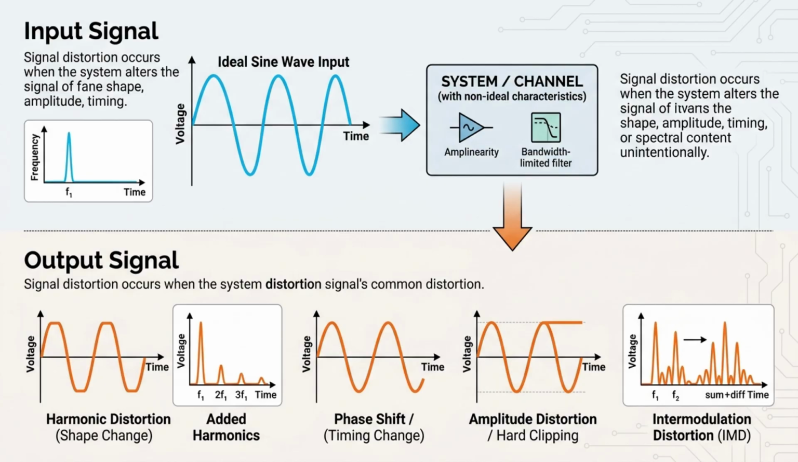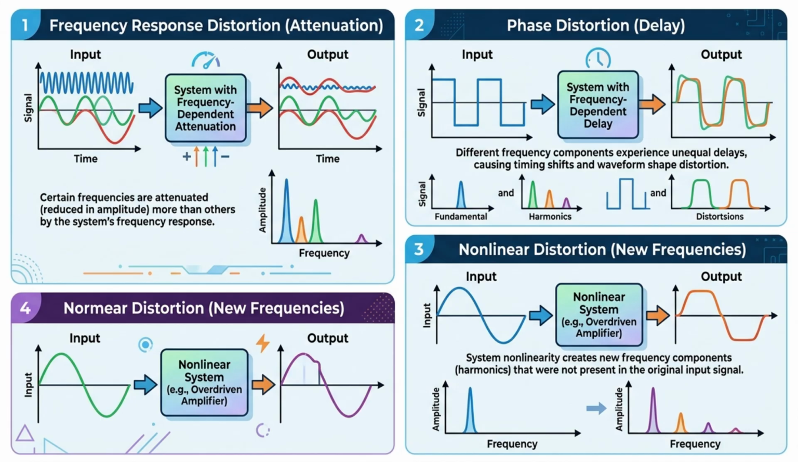Signal distortion occurs whenever the output signal differs from the input signal in an unintended way. The signal may still contain the original information, but its shape, amplitude, timing, or spectral content has been modified by the system. Distortion can arise from many causes.